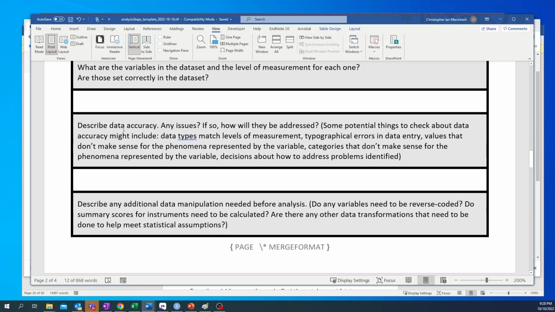The first thing we look at in a data set is data accuracy. Are there any issues? If there are any issues, how will they be addressed? And I do list some things that you could potentially check about a data set. We might look at, do our data types match the levels of measurement that we've identified?